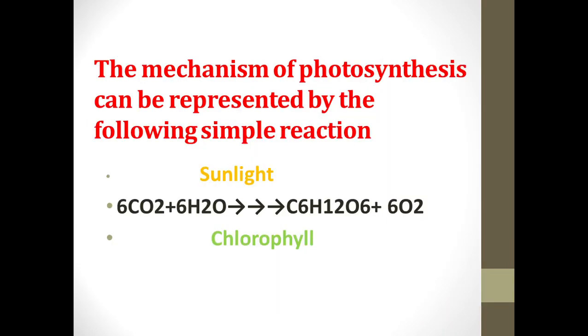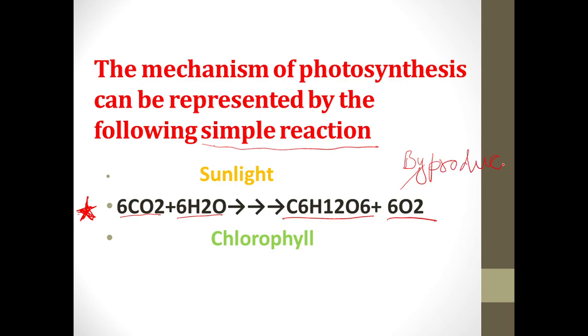Now this is the generalized definition of photosynthesis. Now see, the mechanism of photosynthesis can be represented by the following simple reaction. So this reaction is called the reaction of photosynthesis. Okay. Here 6 molecules of CO2 and 6 molecules of water are giving 6 moles of carbohydrate. You can call it glucose. And this oxygen is the byproduct of this reaction.